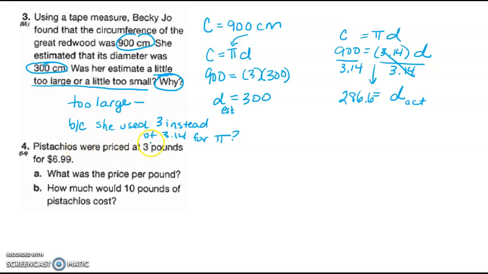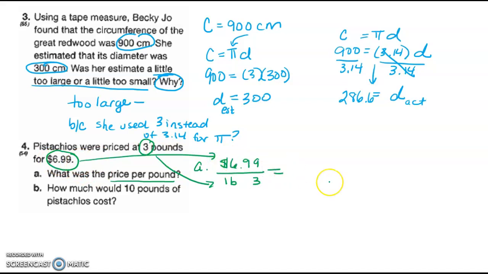Number 4 says pistachios were priced at 3 pounds for $6.99. A says, what is the price per pound? So A wants to know the dollars or price per pound. So I'm going to put my pounds here in the bottom, 3. I'm going to put my price here at the top, $6.99, and I'm going to divide. So $6.99 divided by 3 gives me $2.33 per pound. That's A.